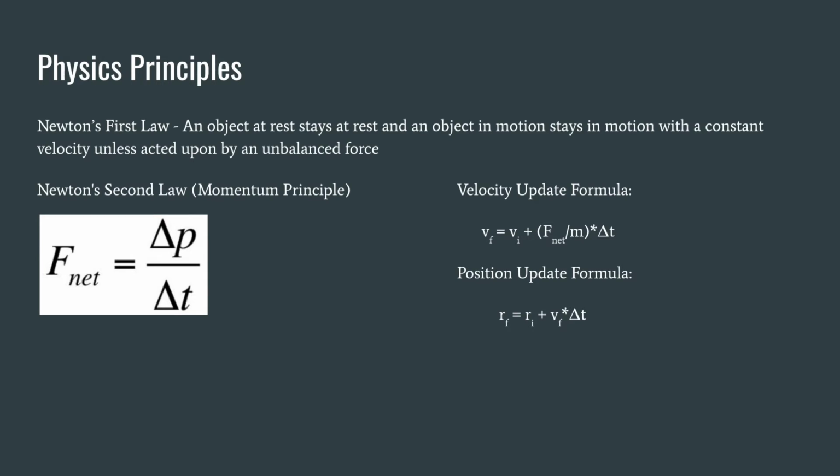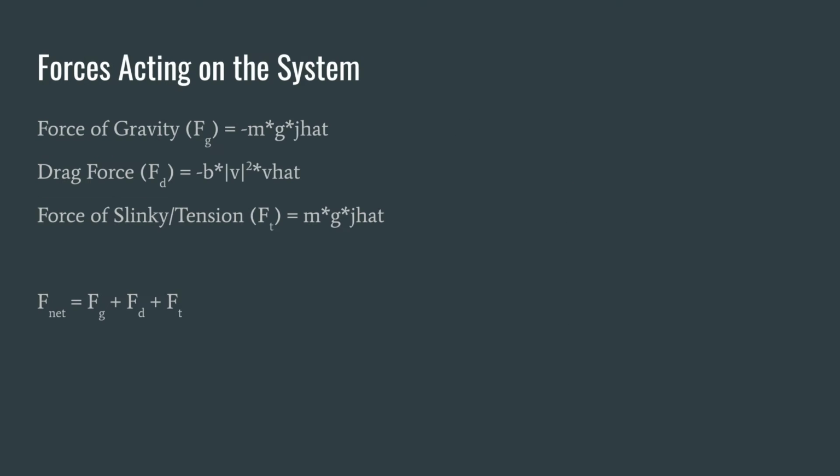And from that equation, we can derive the velocity update formula, stating that the final velocity is equal to the initial velocity plus the net force acting on the system divided by its mass times the change in time. And from that, we can get the position update formula, stating that the final position is equal to its initial position plus the final velocity times the change in time.